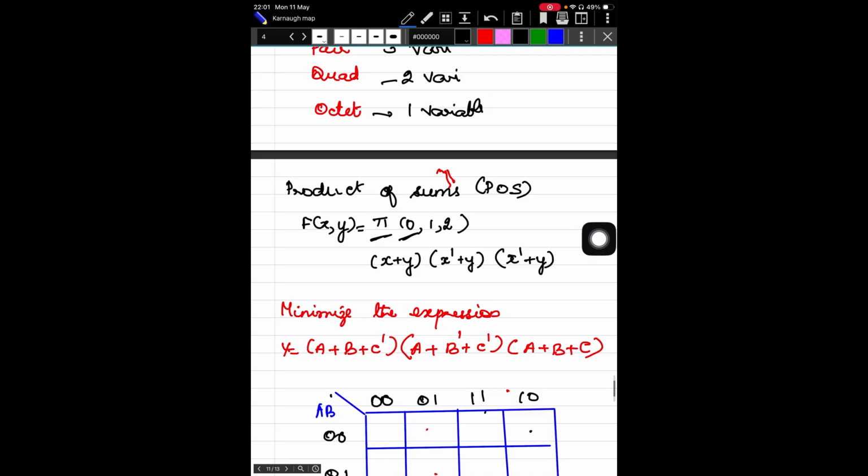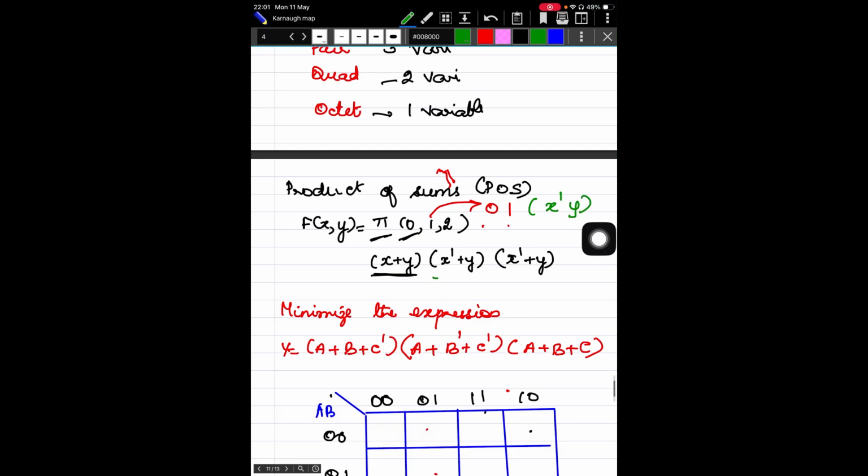In the case of sum of products, we took it as A dash B dash. In the case of product of sums, if the number is 0, the variable will be in true form. It will not be complemented. Similarly, what is the binary equivalent of 1? 0, 1, right? So x is 0, y is 1. In the case of sum of products, how will we write it? We'll write it as A dash B. Sorry, I'll use the same variables for you to understand. I'll write it as x dash y.